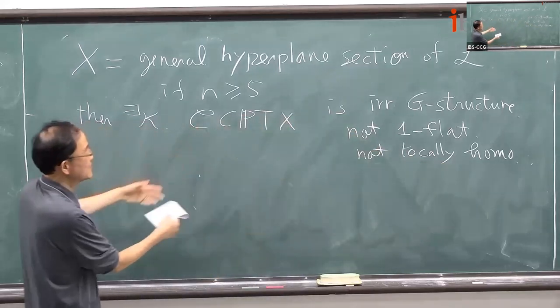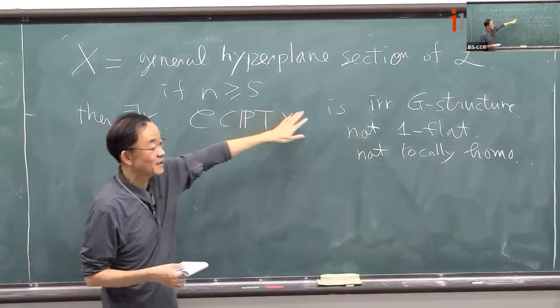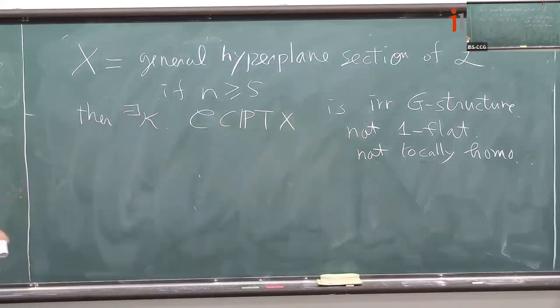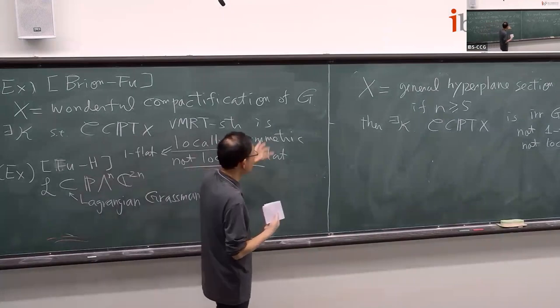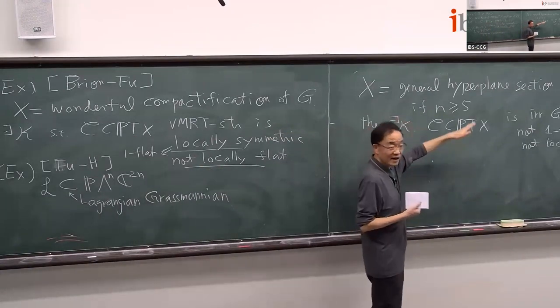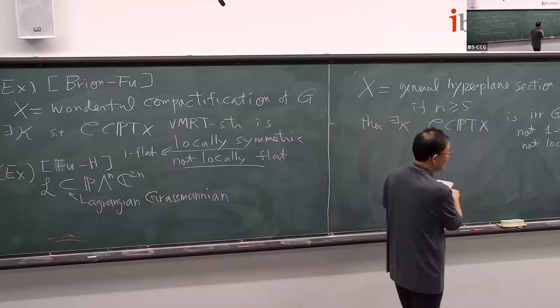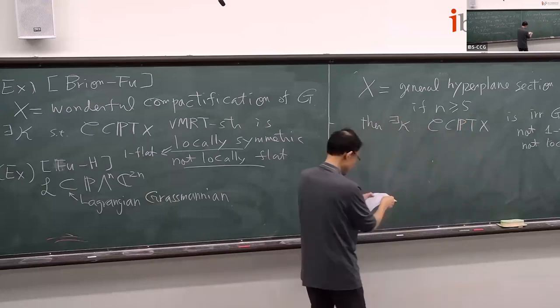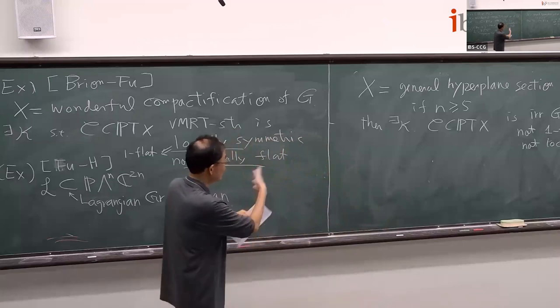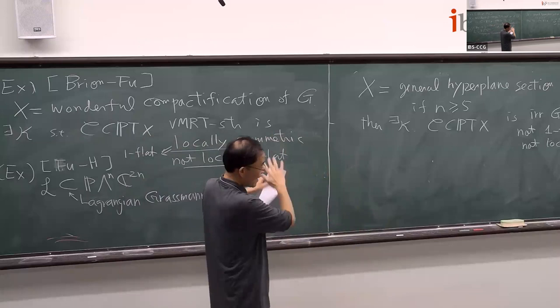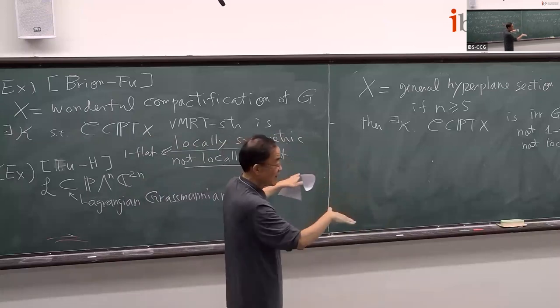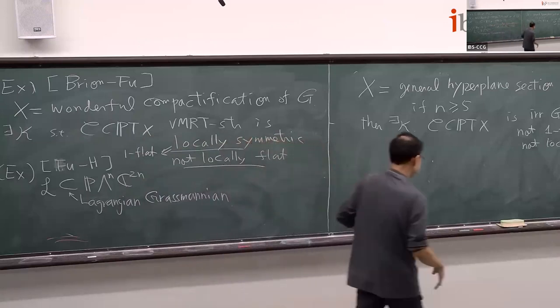So there are many examples satisfying some of the conditions but not the others. There are many examples of isotrivial VMRT structures which exhibit the difference between locally flat, locally symmetric, one flat, and so on. All kinds of situations can arise. And it's kind of puzzling how to make order out of this. So there seem to be many different examples.